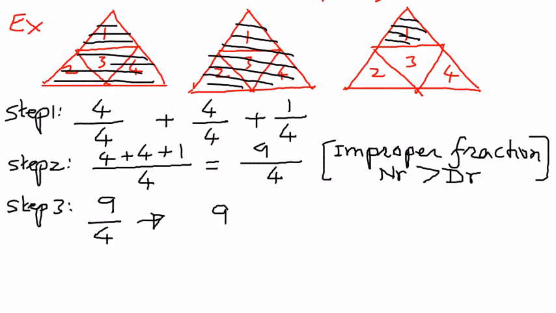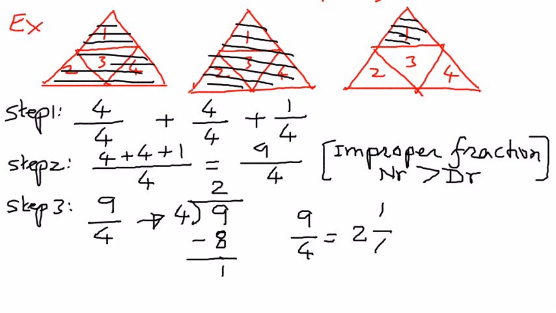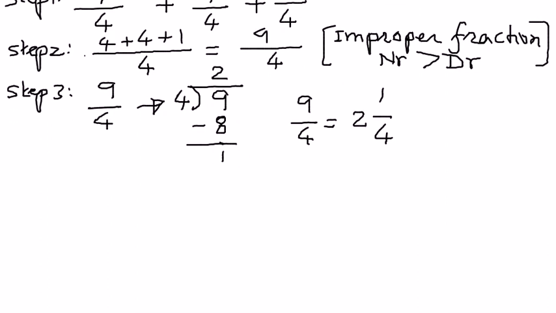We take 9 and then divide it by 4. We're going to recall our 4 times table. 4 times what number is equal to or less than 9? 4 times 2 is 8. We subtract 8 from 9. 9 minus 8 is going to be equal to 1. Therefore, 9 divided by 4 is going to be equal to 2 and 1 over 4, like that.